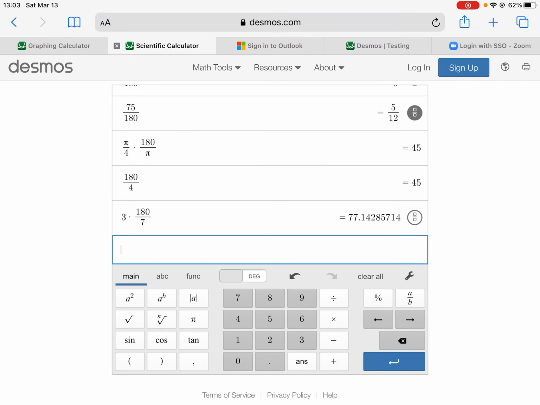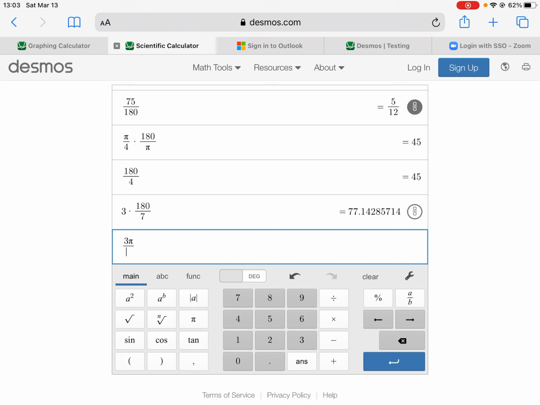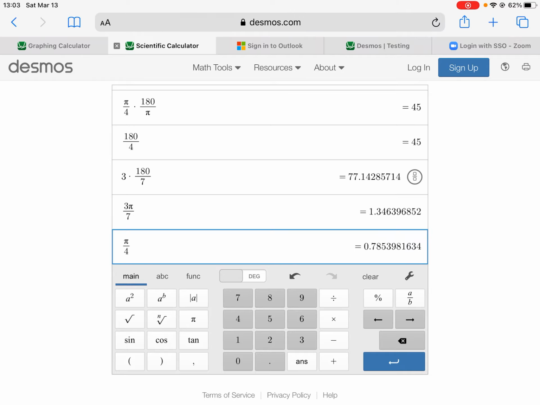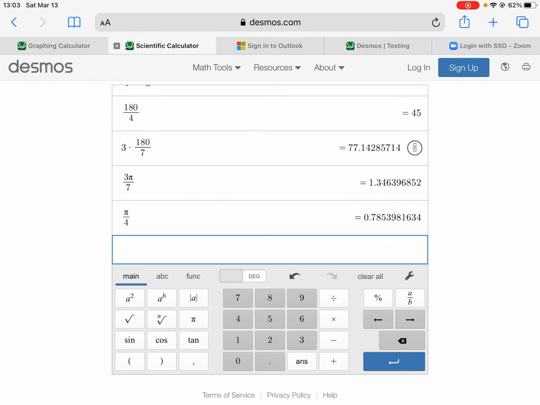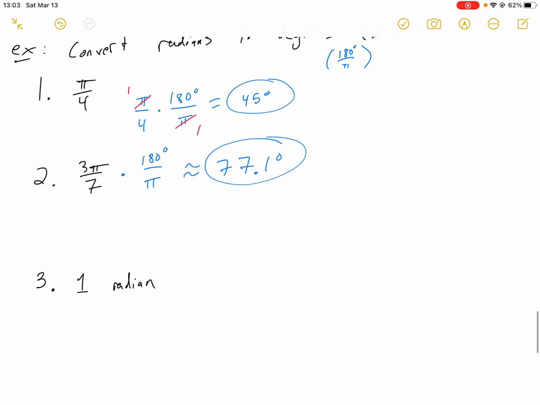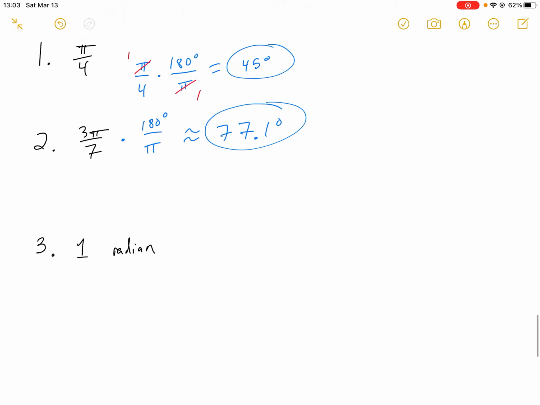And this kind of compares the others. So if I did 3 pi over 7 on here, that was a 1.3 angle. So we know that 1 radian is a little less than this one. Or if I did pi over 4, notice how this is 0.78. So this 1 radian is probably going to be somewhere in between 45 degrees and 77 degrees, just to give you kind of an idea of how that works.